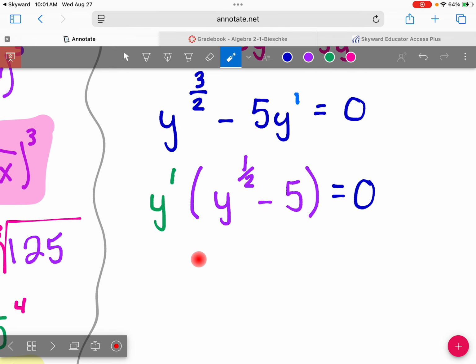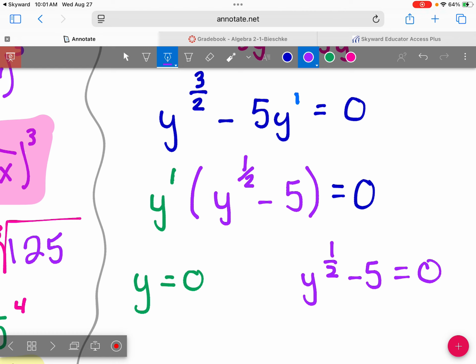The benefit of doing this is that now I have two factors where there's only one y in each spot. We're going to have y to the first equals 0 for one of our solutions, and y to the 1/2 minus 5 equals 0 for another one of our solutions. Well, this one I don't actually have to do anything with. It's a solution right there.